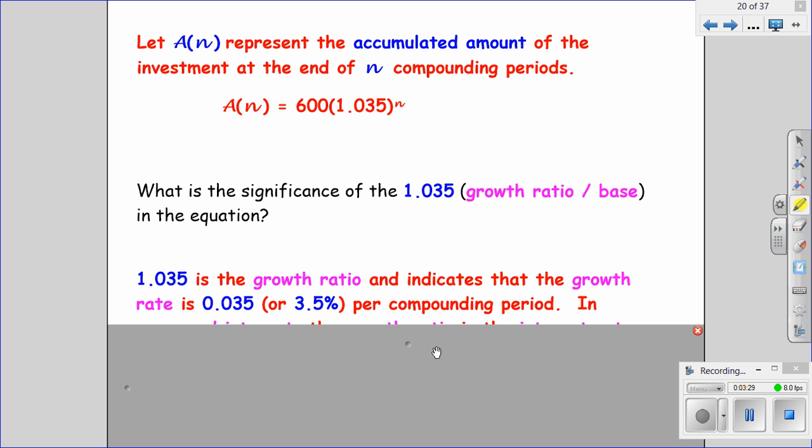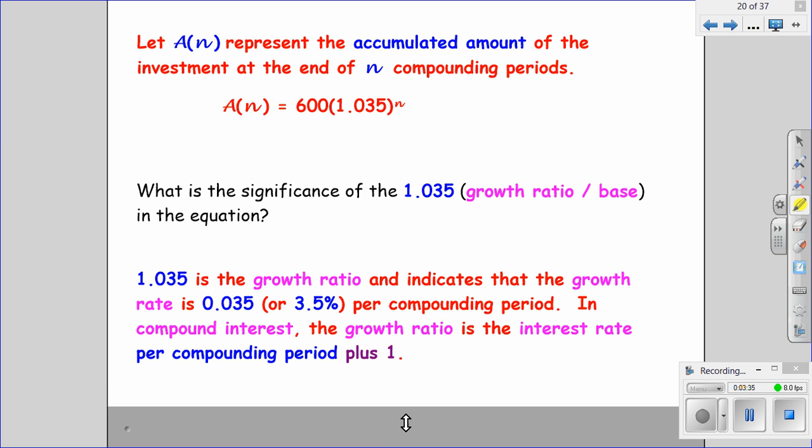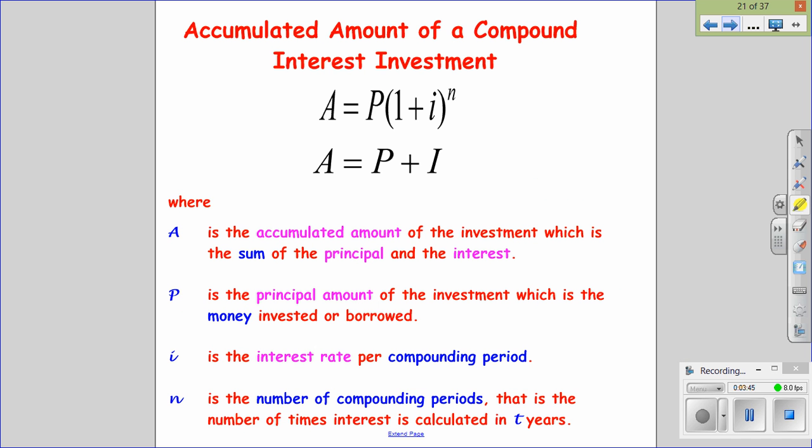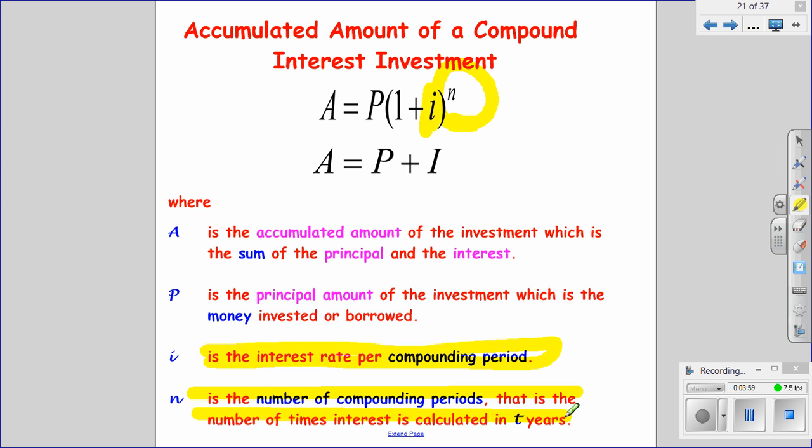We changed our variable, or I changed it to be n, because n is the number of compounding periods. Remember, we're not determining the number of years now, we're determining the number of times we calculated interest. We did it 20 times because it's twice a year for 10 years. So we're going to modify the formula we had yesterday so that we now have 1 plus i, which is the interest rate per compounding period, and we have an n, which is the number of compounding periods. So we'll have to do a bit of extra calculation in order to calculate compound interest if your interest is not compounded annually.